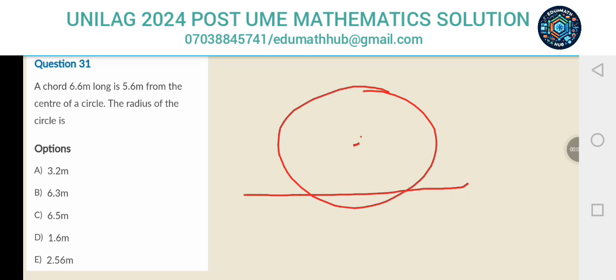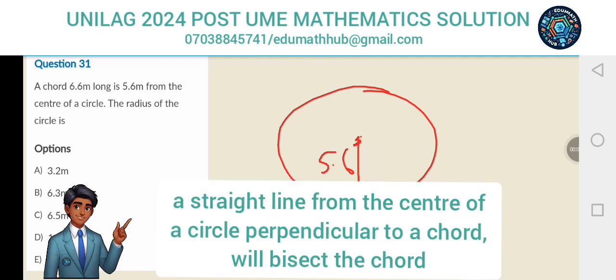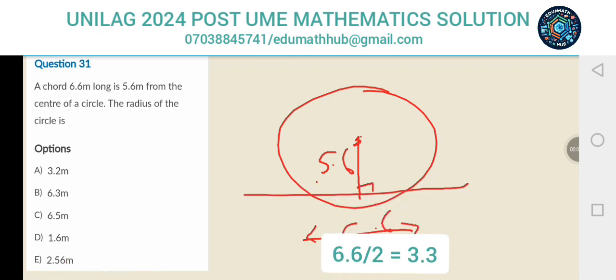Now we are told that the chord is 6.6 meter long. So from here to here is 6.6. Then the distance from the center of the circle to the chord is 5.6. But the line that comes from the center of the circle to touch this chord will bisect the chord. It's one of the circle geometry theorems, that a line coming from the center of a circle meeting the chord at 90 degrees will bisect the chord. So this part will be 3.3, and this place will be 3.3. So the chord is broken down into two equal parts.